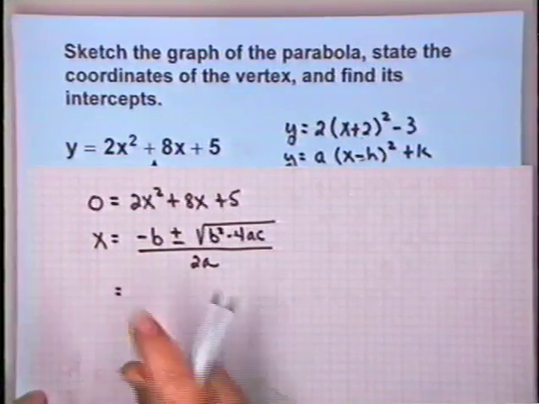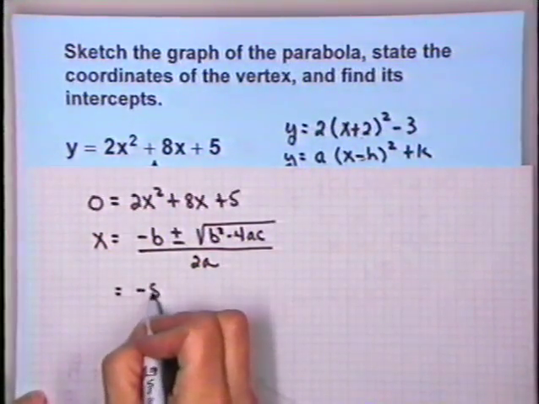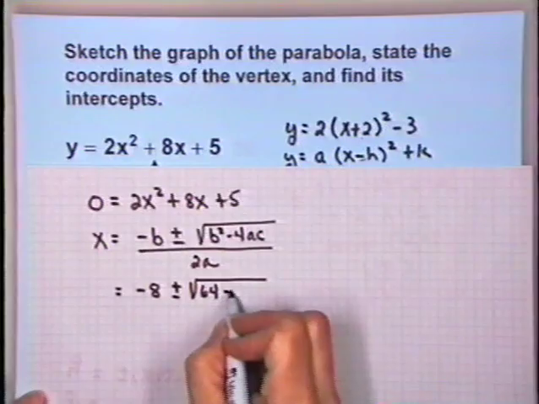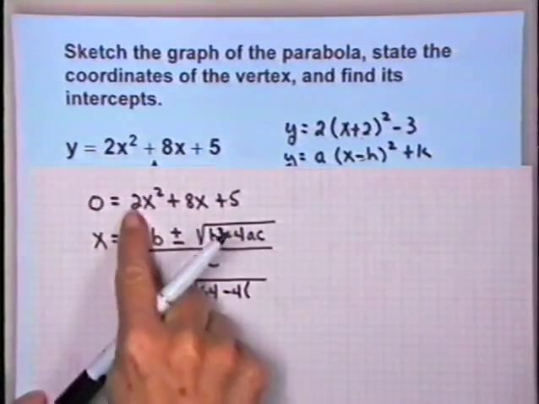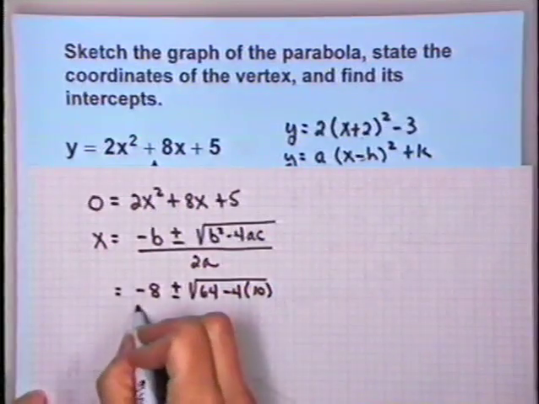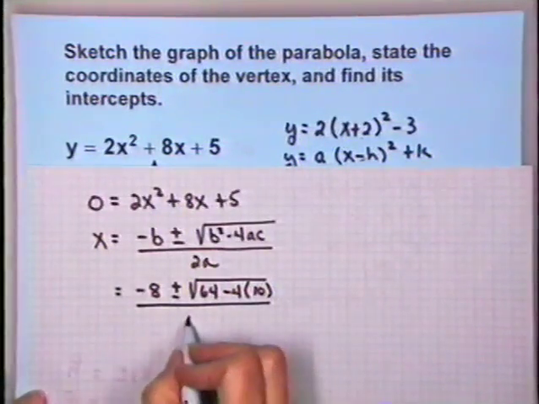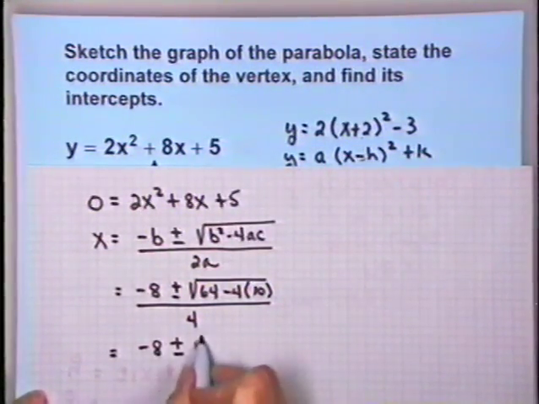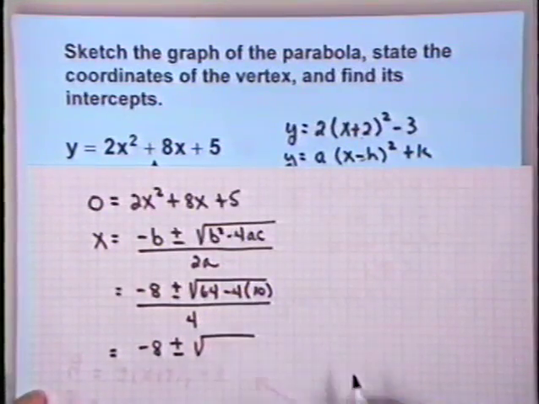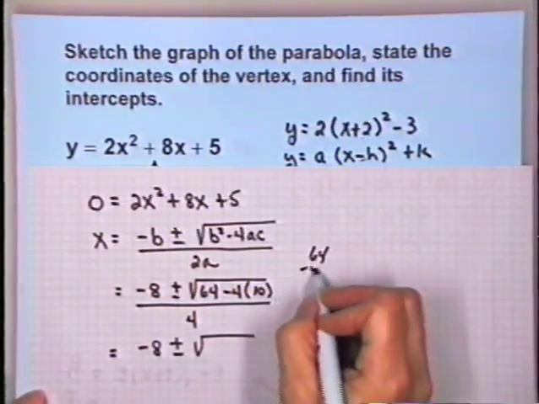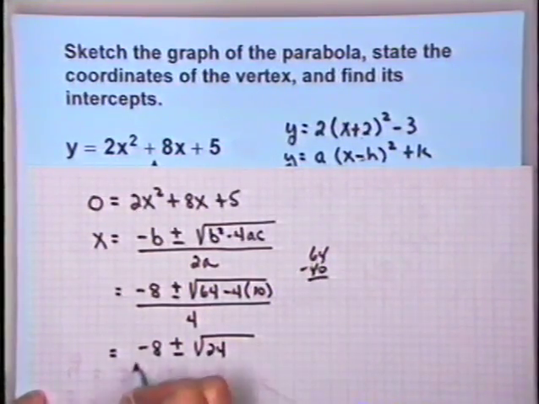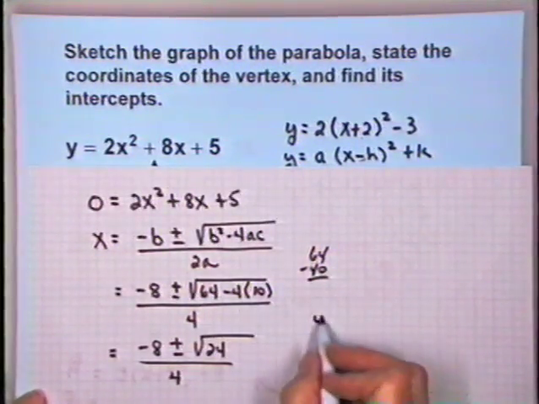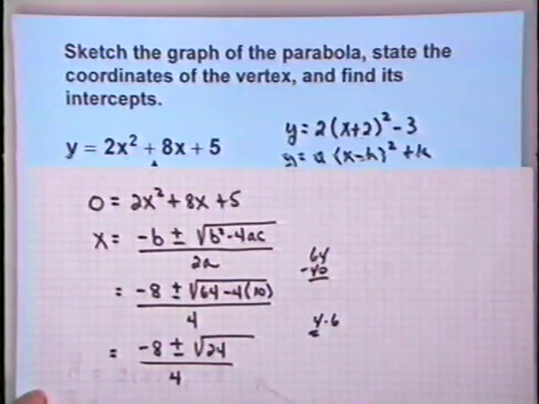So if we use the quadratic formula, the opposite of b is going to be negative 8 plus or minus b squared, which is 64, minus 4 times the product of a and c. Well, 2 times 5 is 10. And all of this is divided by 2 times a. 2 times 2 is 4. Now let's simplify this. Negative 8, let's see, I have 64 minus 40. Can you see that? 64 minus 40 here is going to be 24 over 4. Well, let's see, 24 is 4 times 6, isn't it? So we can take the square root of the 4.